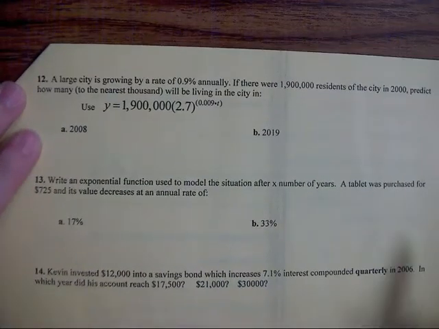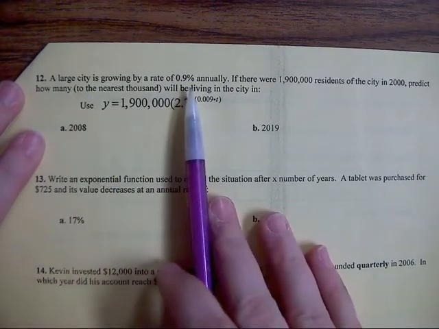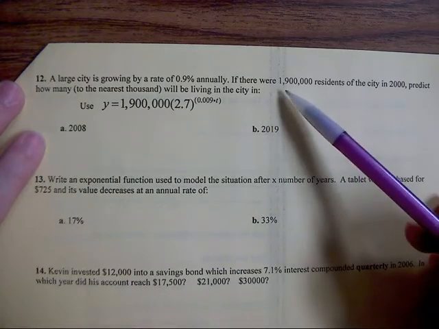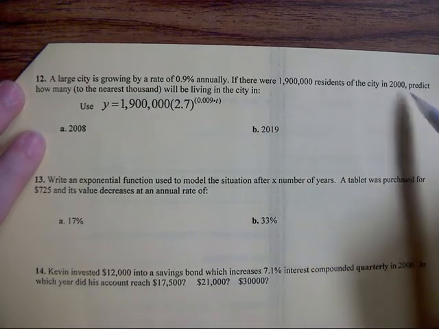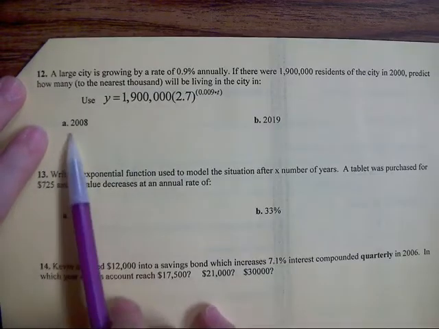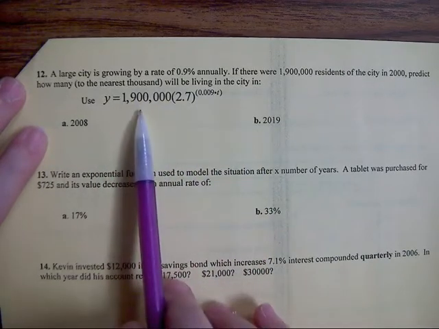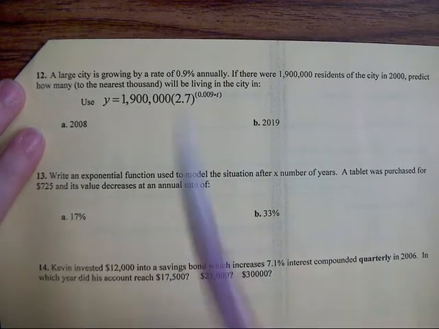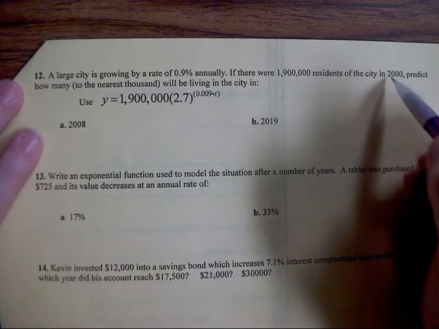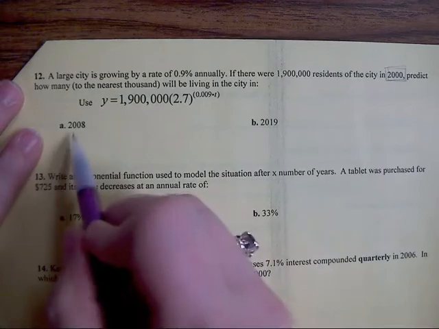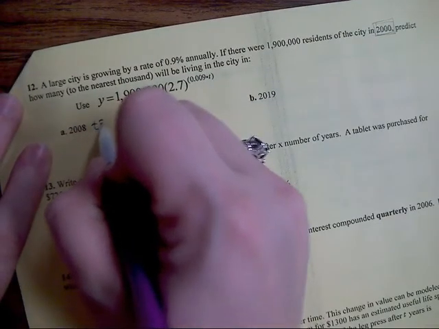All right, moving on to number 12. Here we go. We have a large city that is growing at 0.9% annually. If there were 1,900,000 residents in the city in 2000, predict how much will be living in the city in these 2 different years. So we've already given you the equation. All we have to do, just like the last equation, is replace the t value. What's important is to know that we are starting in the year 2000. So from the year 2000 to the year 2008 means that my t value is going to equal 8.